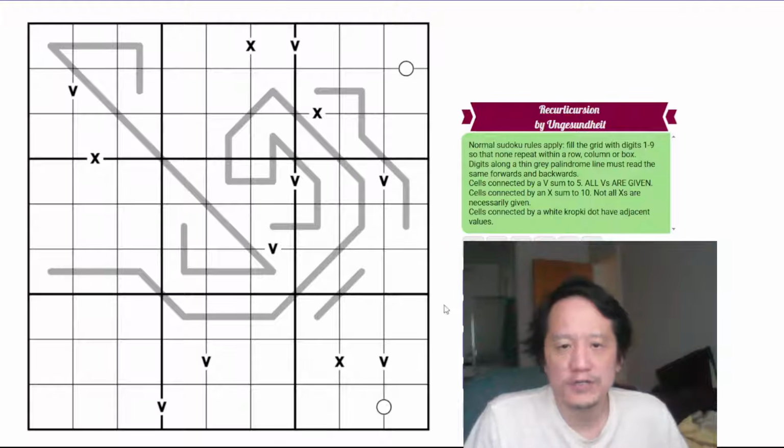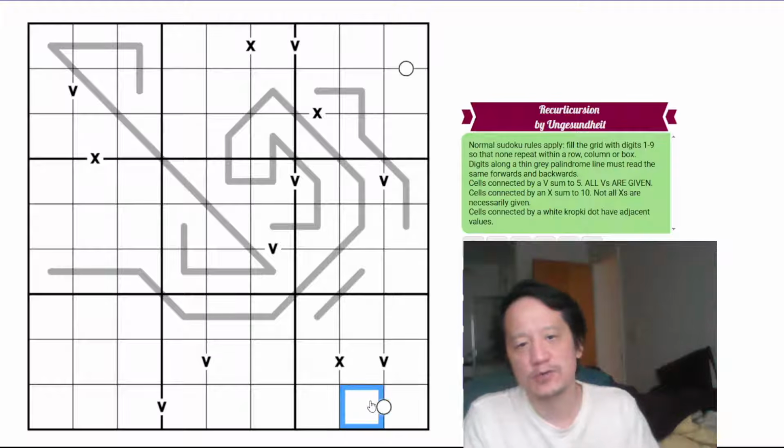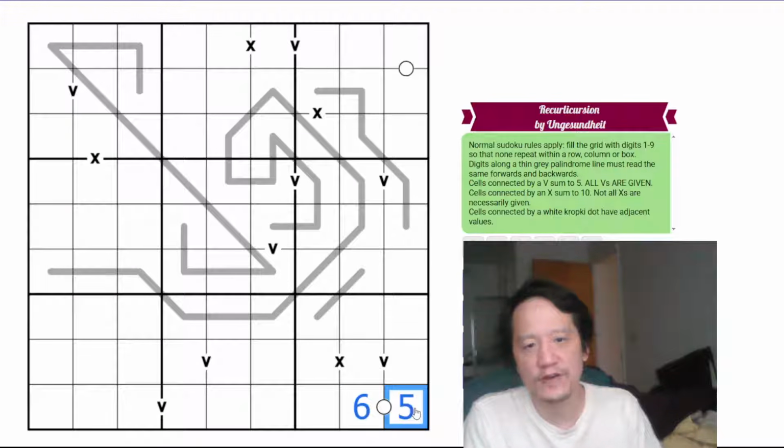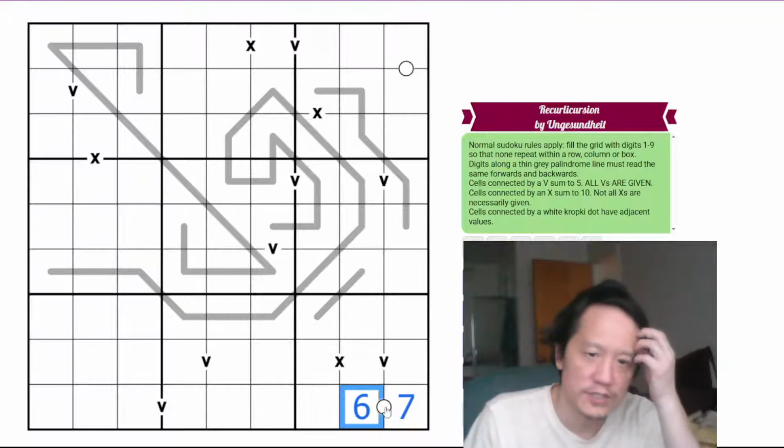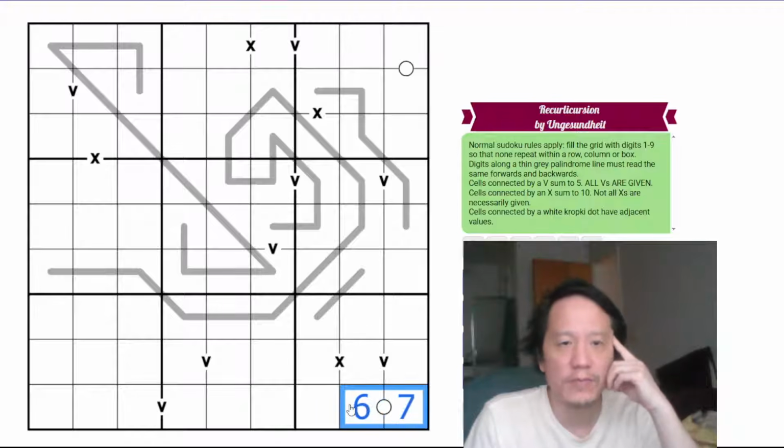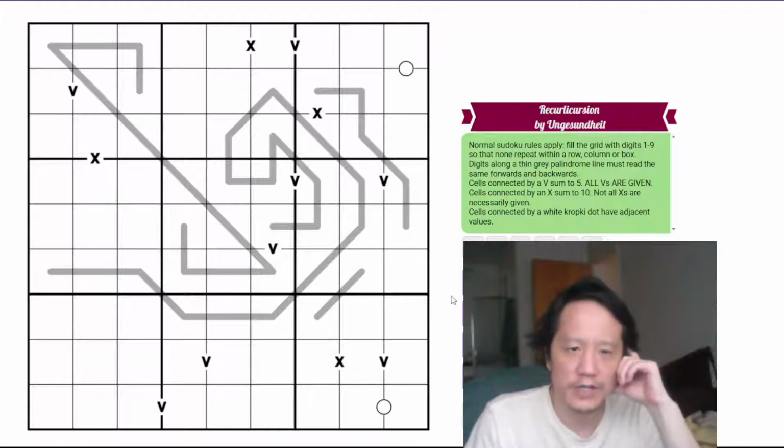We also have cells connected by a white Kropki dot have adjacent values. So for example, if this were a 6, this would have to be a 5 or 7 to make sure that these digits are consecutive. And those are all the rules. If you'd like to play along, there's going to be a link in the description. And now I'm going to get started. Let's learn how to Sudoku.